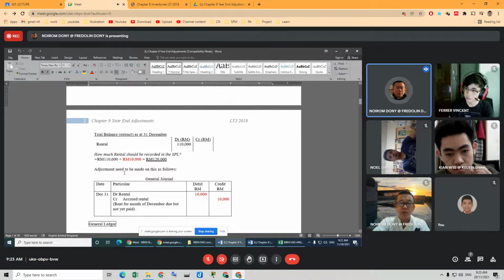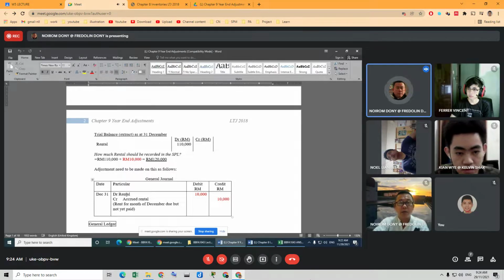So we have to do the adjustment. The adjustment is because it's not been paid yet. So we have to increase the debit item, the expenses, meaning we have to debit rental. So knowing rental is being debited, the corresponding entry must be what? Must be credit, isn't it?